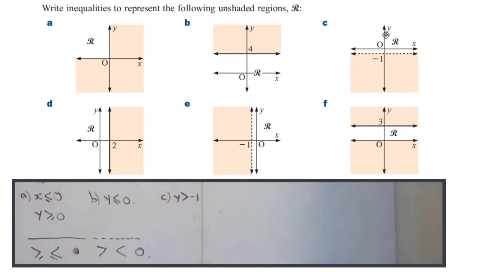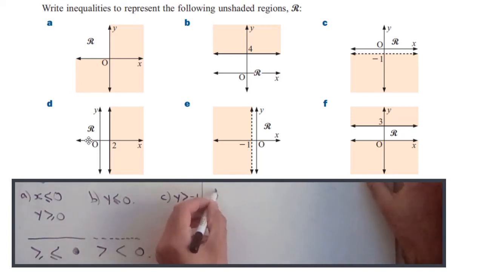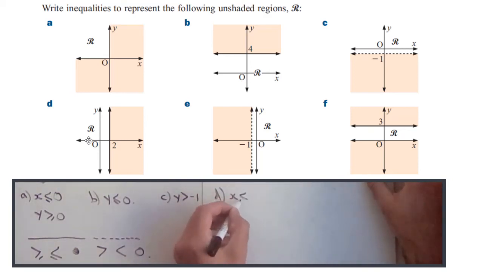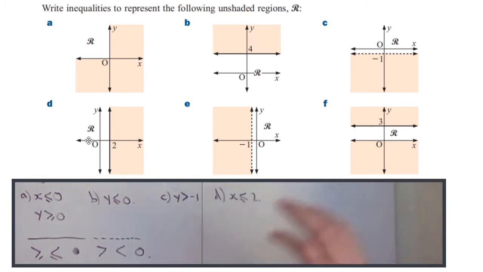Okay, part D. Here you've got a vertical line. It's a solid line, so the line itself does form part of the wanted region. The wanted region R is to the left of this line. That line is x equals 2. So as long as x is less than or equal to 2, you are in the region. Part D, x is less than or equal to 2.